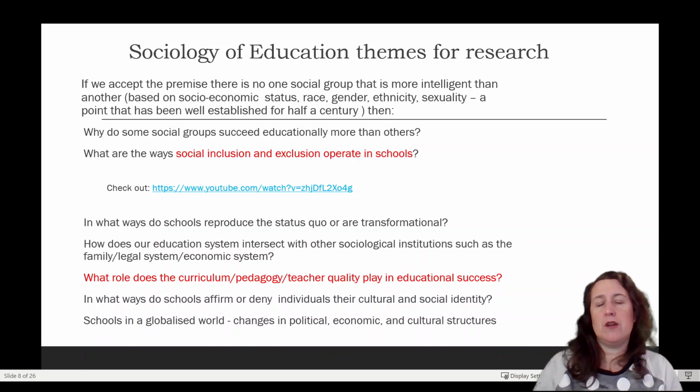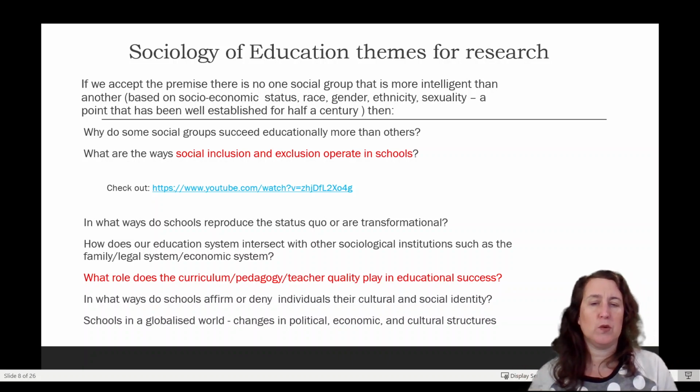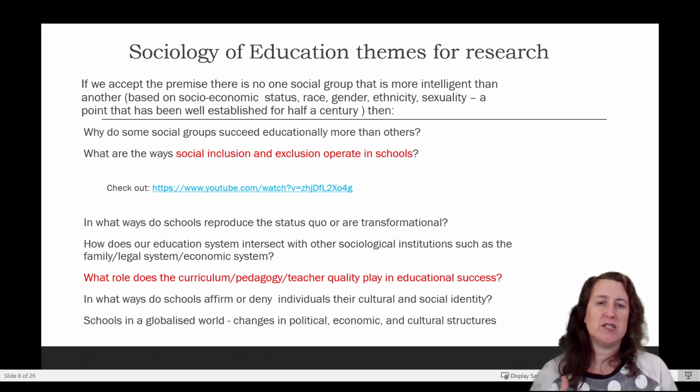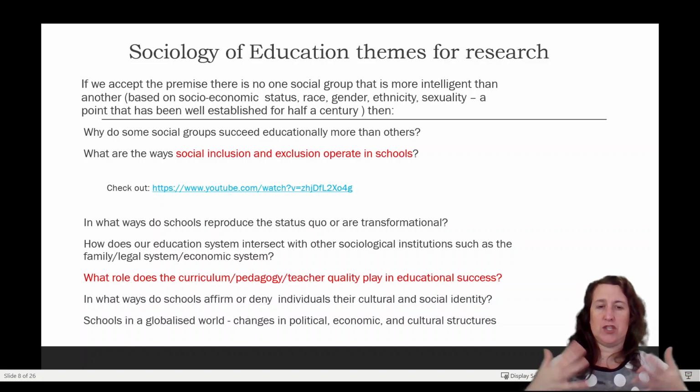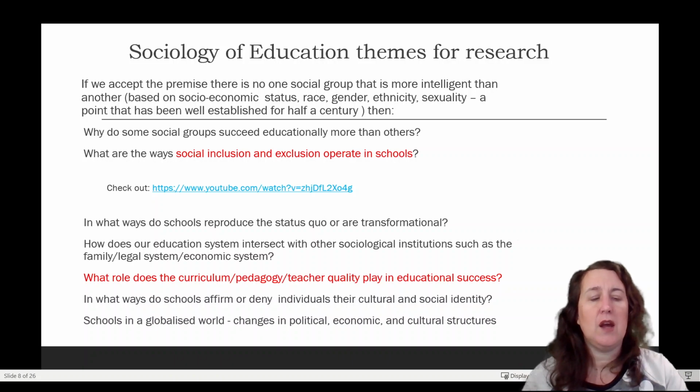And another theme for research in sociology of education is schooling in a globalized world. So how do the changes in political, economic and cultural structures change schools, and how alike and different are schools across our global world?